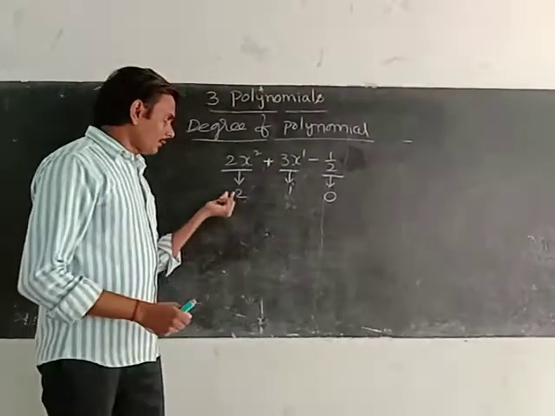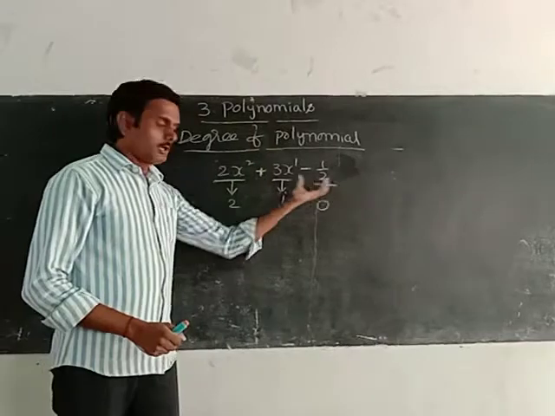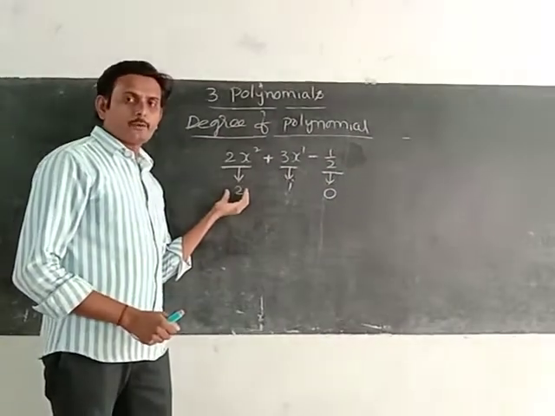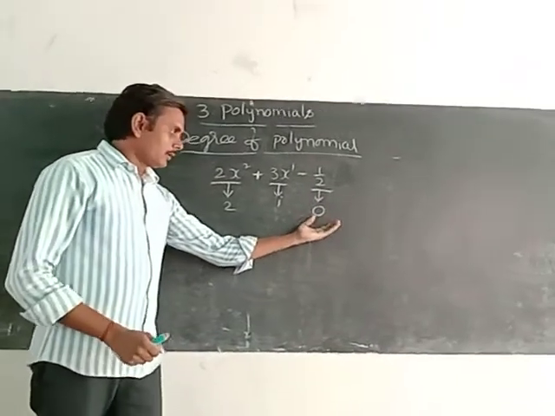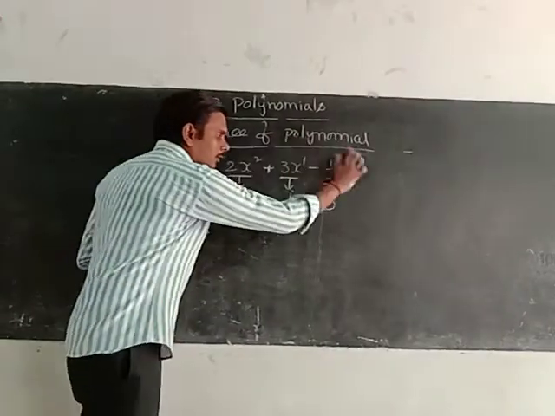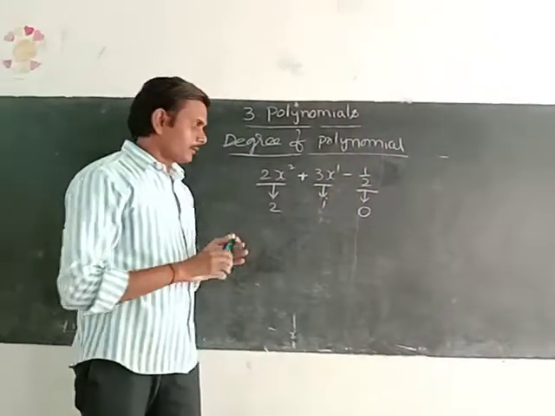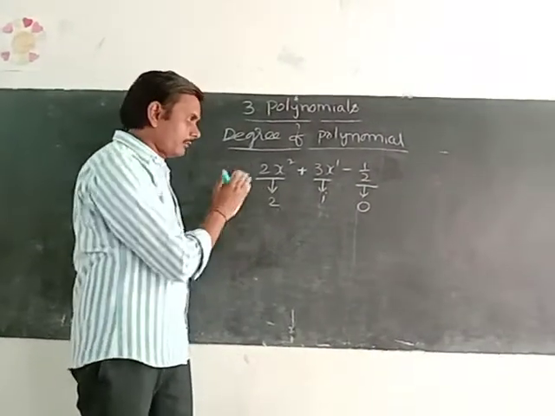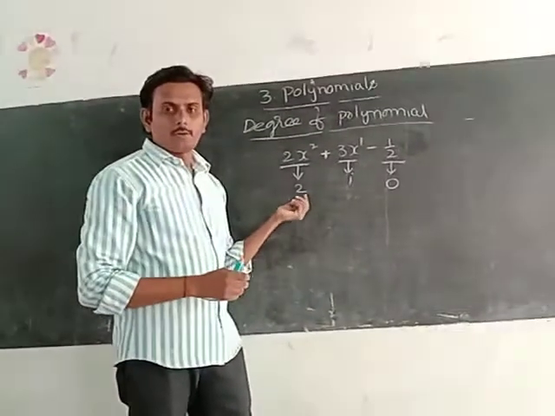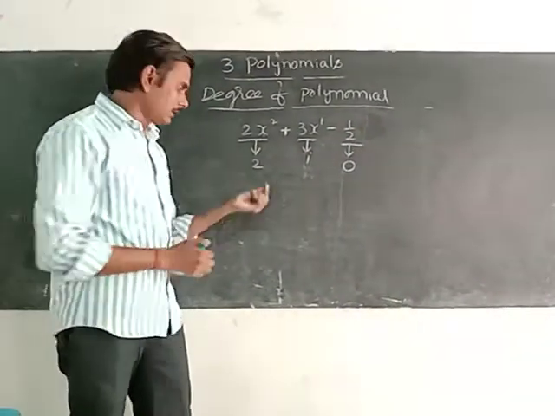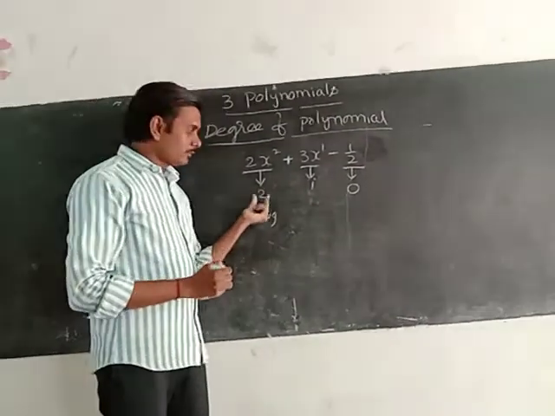Now here we have 3 terms: 1, 2, 3. In these 3 terms, individually you find the degree of the first term, second term, third term. I want to find the whole degree of the expression. Then immediately you can identify, among these 3 values, which is the largest value? The biggest value is 2. 2, 1, 0.